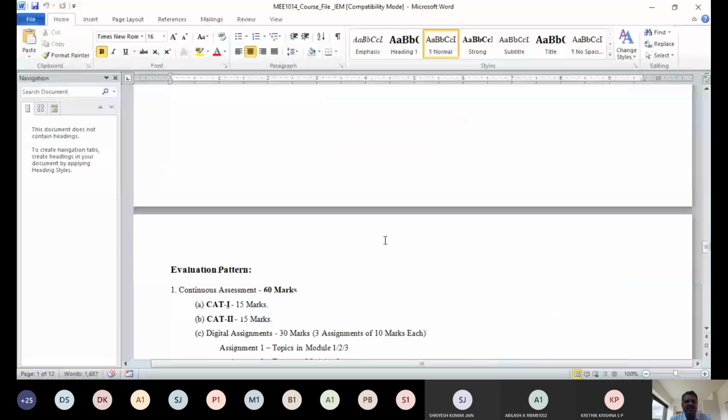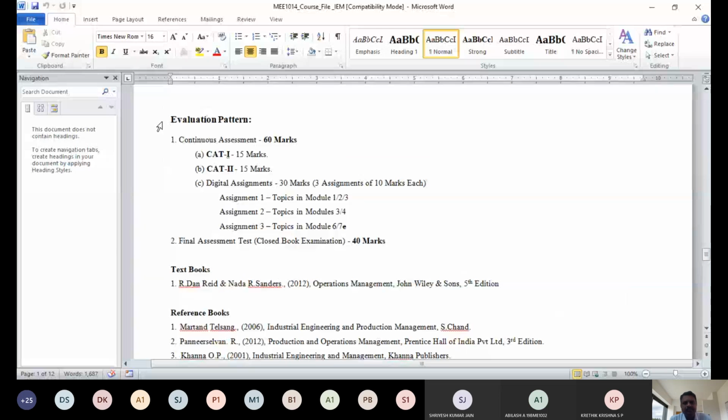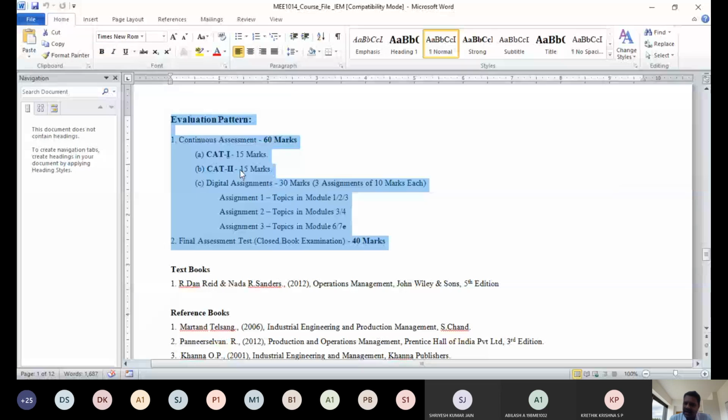This is the evaluation pattern that I more importantly wanted to talk about. Cat 1, Cat 2 as usual 15 marks, and assignments 1, 2, 3 are 10 marks each. Before Cat 1 we will finish one assignment. Before Cat 2, assignment 2. After Cat 2 before term end, assignment 3. Since there are many professors handling the same subject, we will discuss and then post exactly what the assignment is that we are going to give you in the coming classes.